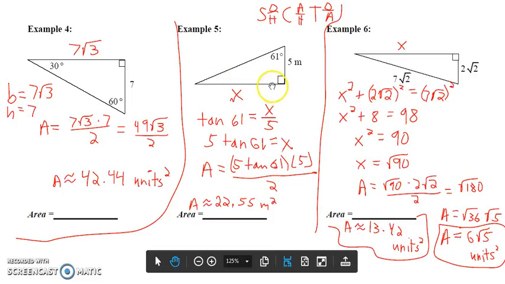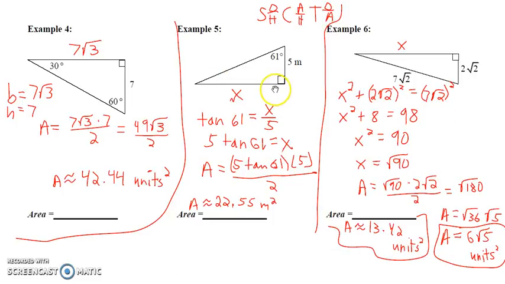In example 5, I used trig. Remember SOHCAHTOA. They gave me this angle in a right triangle, and then they gave me one side. Since these are the 2 sides that are perpendicular, those are the 2 sides that I need to calculate the area of the triangle. So I need to figure this side out.